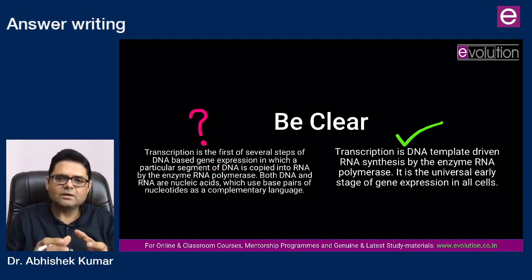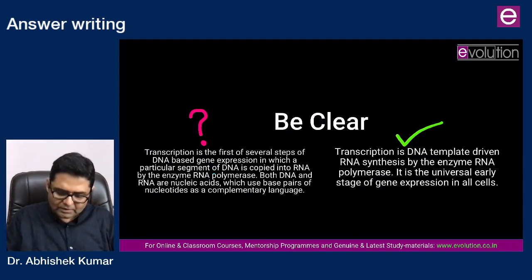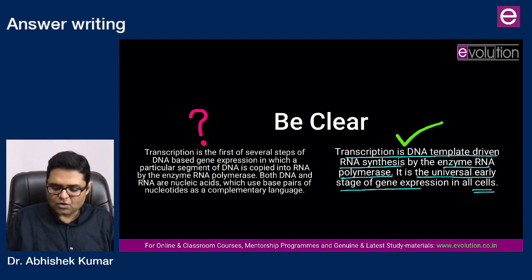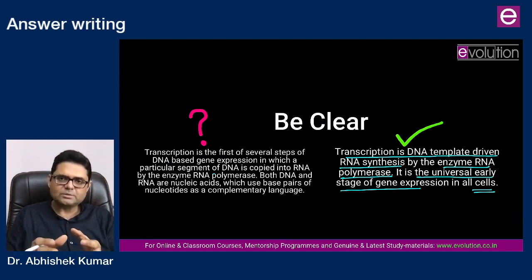So what will be a good and clear way to express the same information? Simple. Transcription is DNA template driven RNA synthesis by the enzyme RNA polymerase. That's all. It is the universal early stage of gene expression in all cells because all cells have DNA as the genetic material. So gene expression will always have transcription. Whether the gene product is an effector RNA or a protein, transcription is bound to take place. So when you are writing, write clearly.